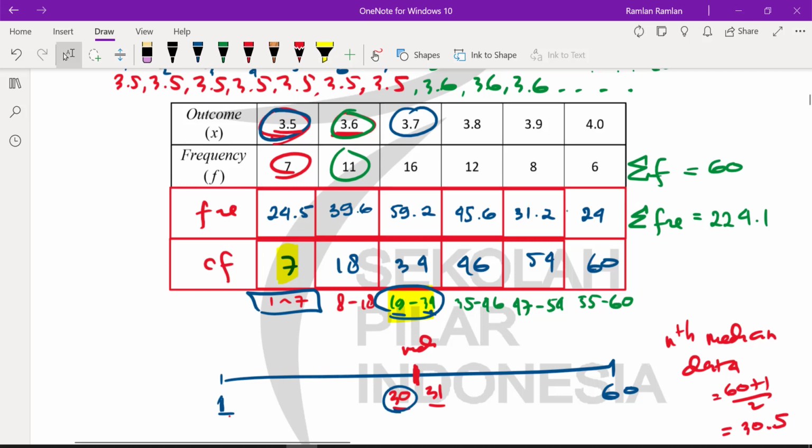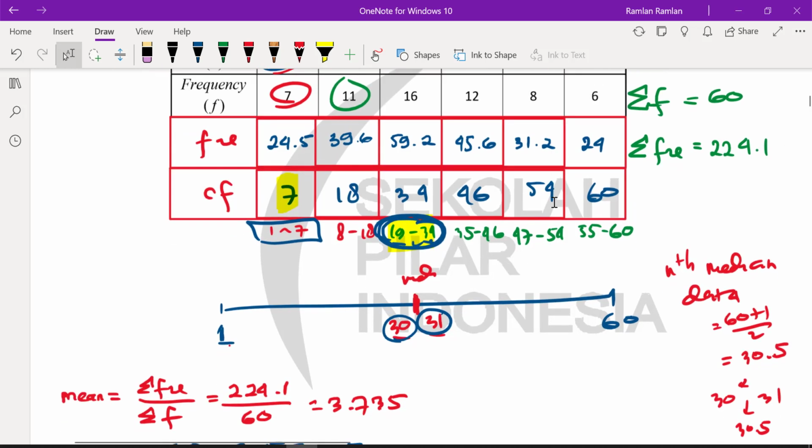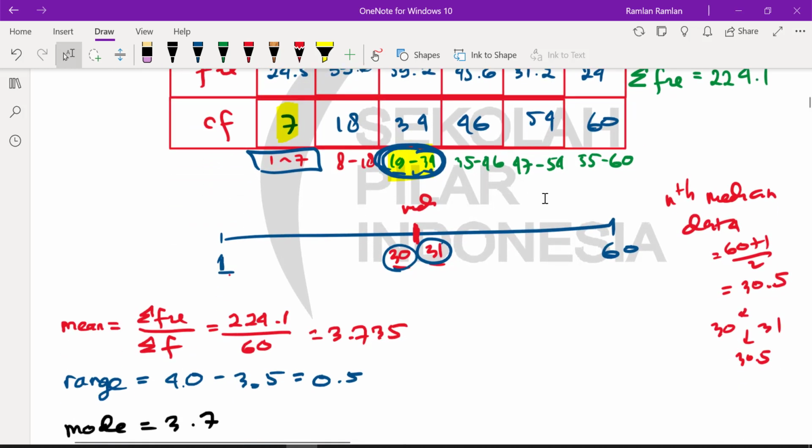Okay, and the same thing with data number 31. So it's also going to be here because from this one over here, data number 31 is exactly over here also. So which means that we can find the median, right? So the median, remember, this is not the final answer. That is just to find where the median is, right?